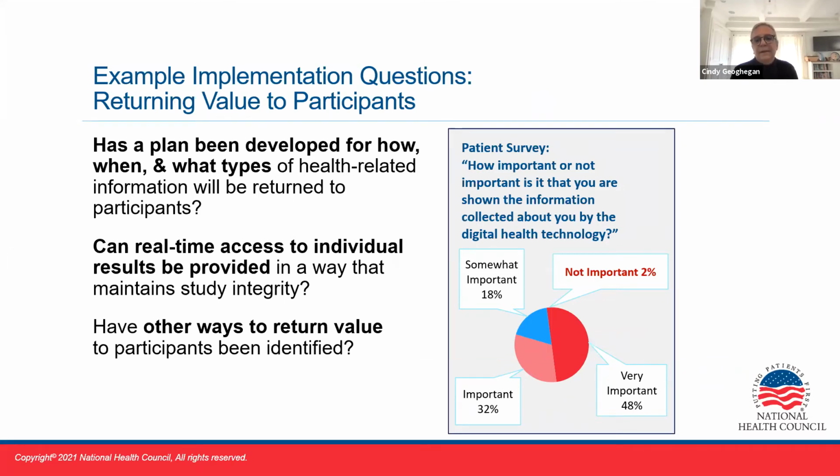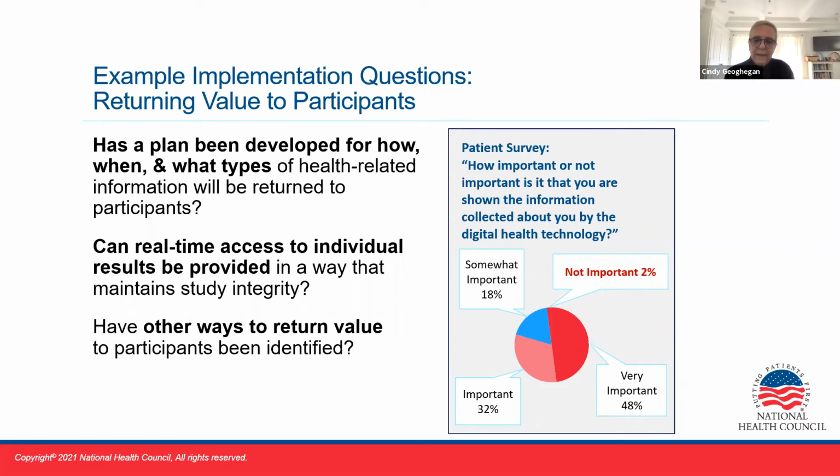Returning value to participants. So this is, I touched on earlier, but if you look at the box on the right, it says not important 2%, but the way I look at that is 98% of the people expected to be able to see the data collected about them. And if we broke it down even further, more than 2/3 of them wanted it in almost real time. They also wanted it in a way that they could understand. And this goes to patient or participant expectations across all trials, but it's especially true when you're monitoring somebody 24/7 and they want to know how they're doing.